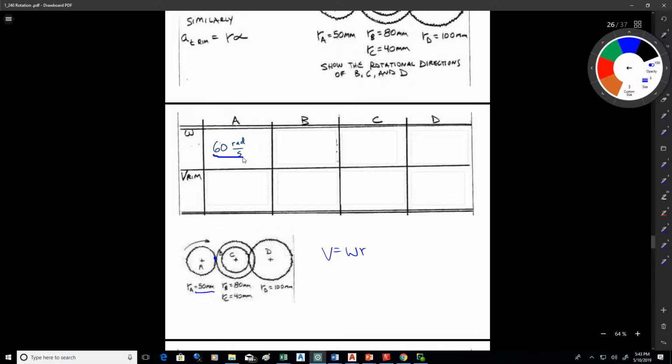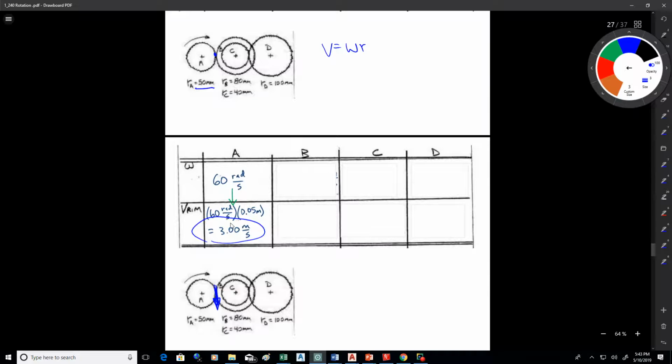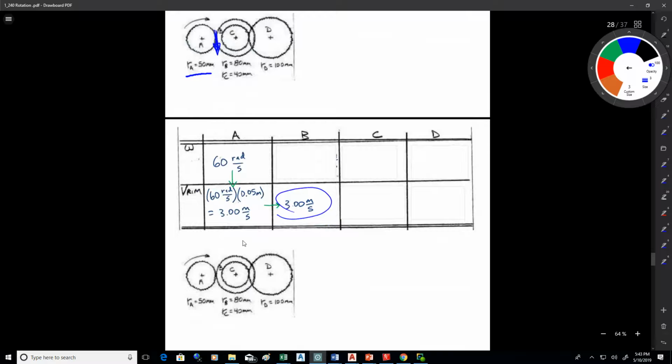We'll start with omega for A at 60 radians per second. We're given the radius of A is 50 millimeters, that's 0.05 meters. So I can take that times the 60 and get 3 meters per second. That's the speed of a point on the rim of A. Now that's meshing directly with B. So A will have that speed on the rim of 3 meters per second, but so will B because it meshes with A. So I can take that 3 meters per second and move it over to the rim velocity column for B.